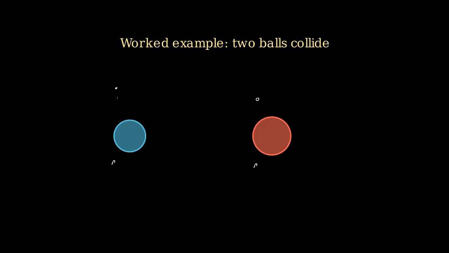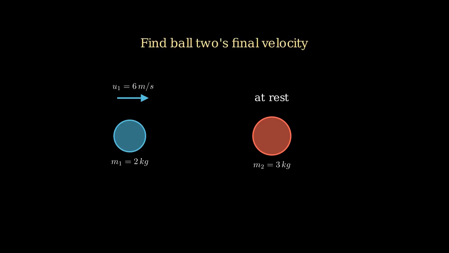A ball of mass 2 kilograms is moving at 6 meters per second. It collides with a second ball of mass 3 kilograms, which starts at rest. After the collision, the first ball continues in the same direction, now moving at 1 meter per second. We want to find the velocity of the second ball after the collision.